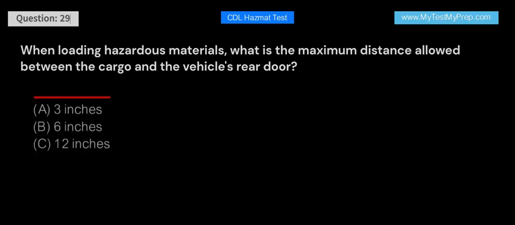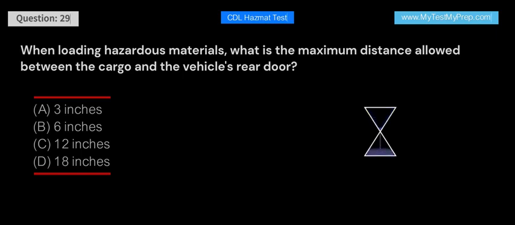When loading hazardous materials, what is the maximum distance allowed between the cargo and the vehicle's rear door? A. 3 inches. B. 6 inches. C. 12 inches. D. 18 inches. Answer: C. When loading hazardous materials, the maximum distance allowed between the cargo and the vehicle's rear door is 12 inches. This distance helps to prevent the cargo from shifting during transport, which can reduce the risk of an accident.